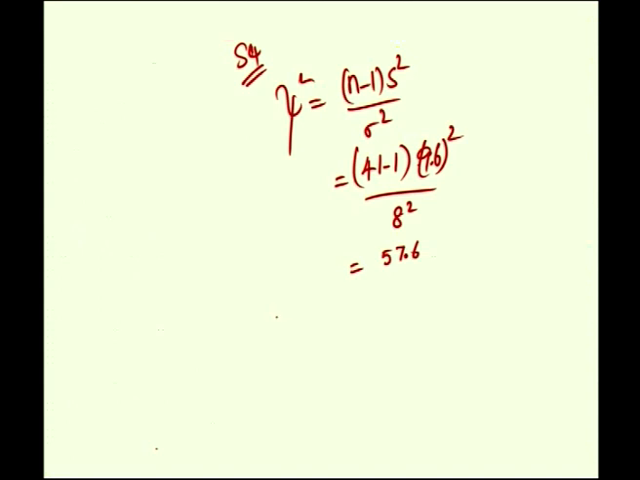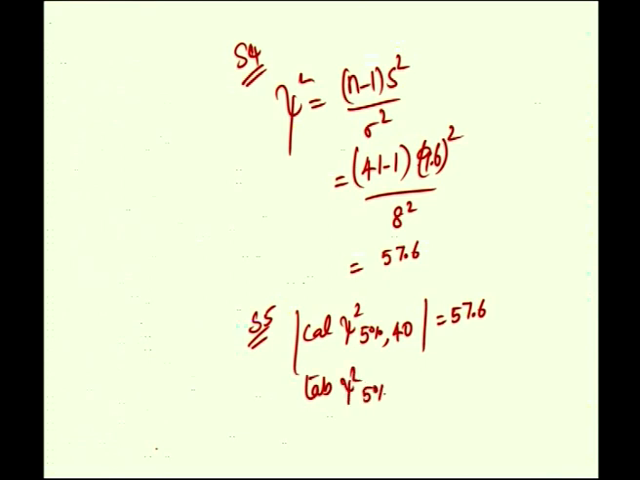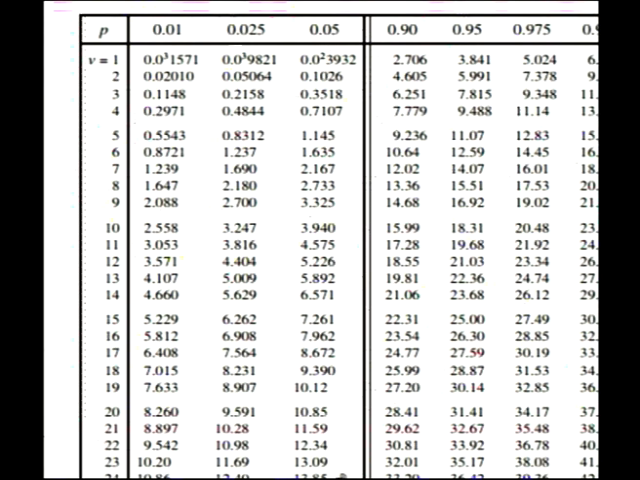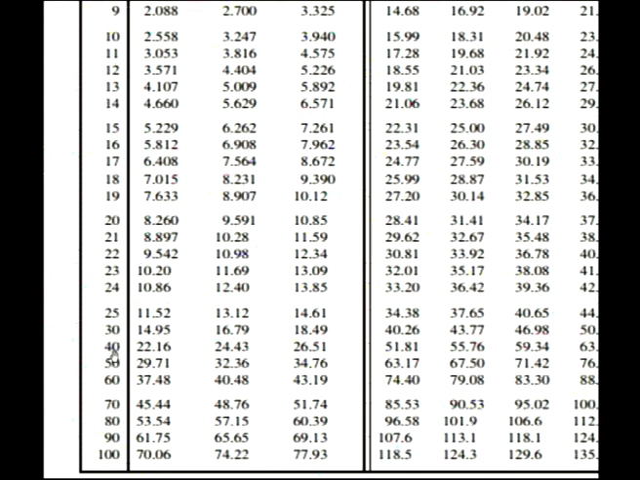57.6. So now we have come to the comparison part, where calculated chi square at 5% and 40 degrees of freedom is equal to 57.6, whereas tabulated chi square at 5% and 40 degrees of freedom is equal to, we have to look into the tables for 40 degrees of freedom and 5% level of significance, 26.51, isn't it? This is 5% level of significance and 40 degrees of freedom, 26.51.